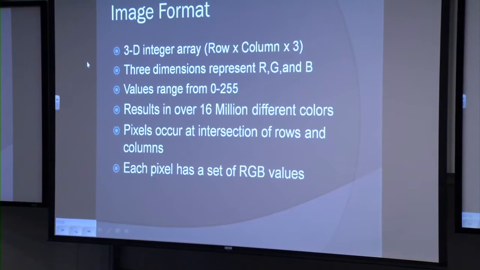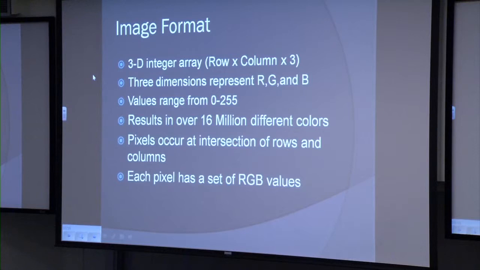Images are stored as a three-dimensional integer array with size row by column by three. The three dimensions represent the intensity of the three primary colors: red, green, and blue. These values range from 0 to 255 and result in over 16 million different color combinations. Pixels occur at the intersection of rows and columns, and each pixel has a set of RGB values.